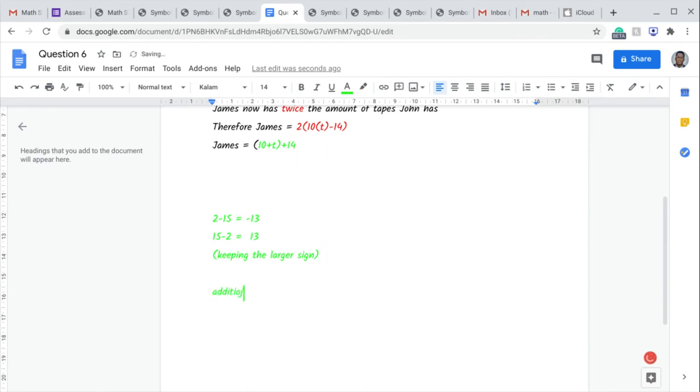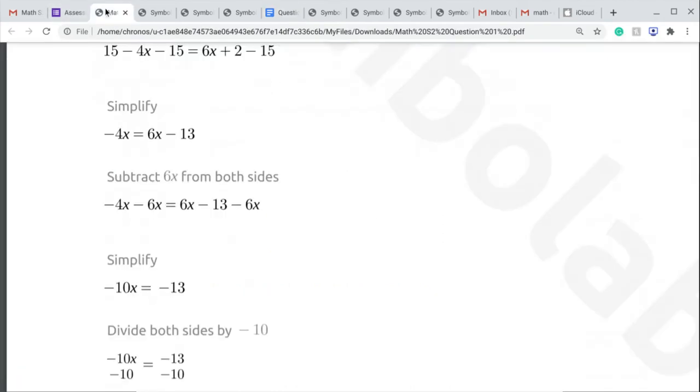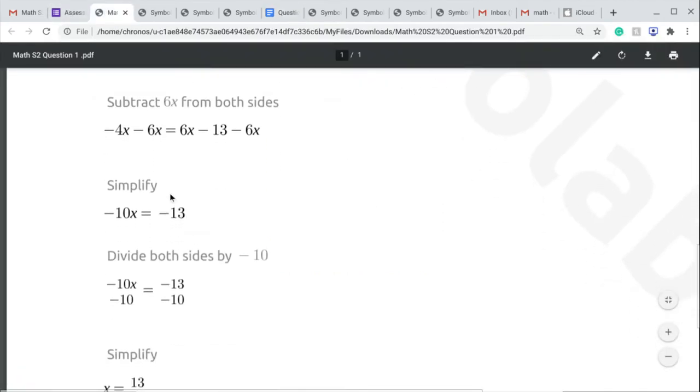The addition law of integers states that like terms you add. So in this case, you have negative and negative. When you have two negatives, that's equal to plus. Two positives equal to plus, all right? So we add both of these terms. Negative 4x, negative 6x, you add them and you keep the sign.